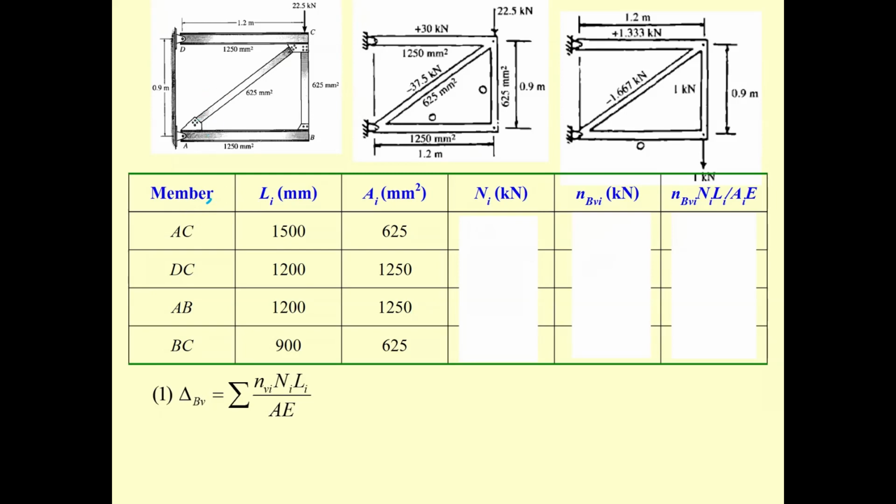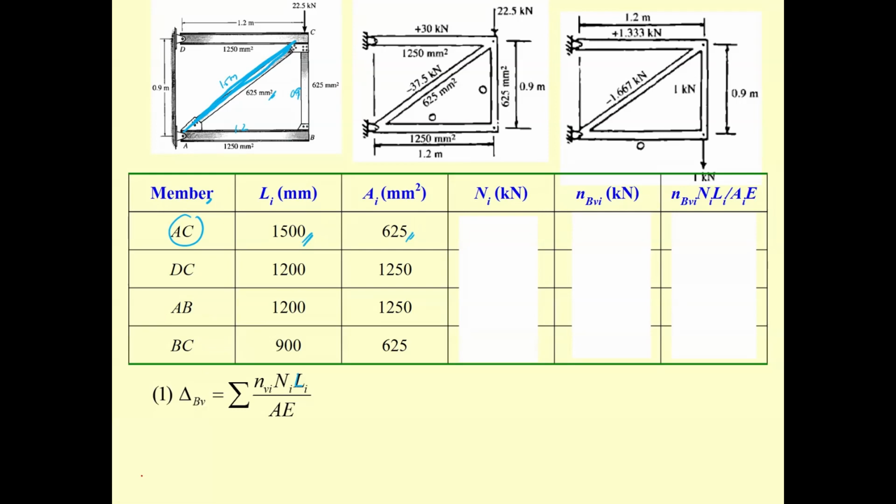By putting the table, you put the member. Okay, the first one you put to be this one for the AC. Okay, this is AC. The AC has the length of what? This is 1.2. This is 0.5. No, 0.9. This is gonna be 1.5 meter. Okay, the area is gonna be this one.